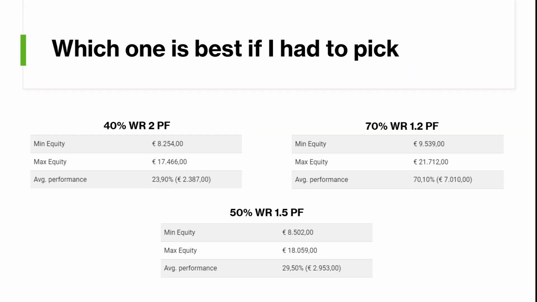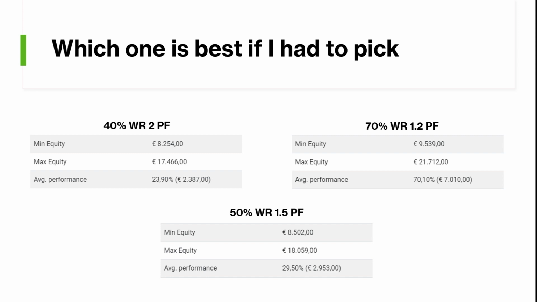Now, which one is the best if I had to pick? I've simulated these 3 different strategies using the same tool I showed earlier, and we're going to see the average performance of each, and also the max equity. For the 40% win rate and 2 profit factor, the average performance is about 24%, with the highest equity of 17,000 starting at 10,000. So, not a bad return at all, but we're just getting about 24%.